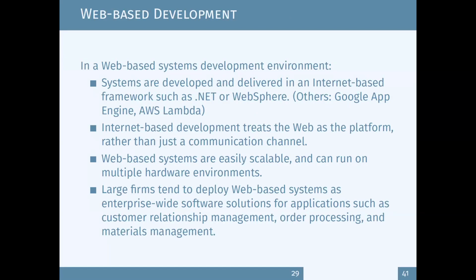And if you look at web-based development, systems are developed and delivered in internet-based frameworks. For example, Google App Engine and AWS Lambda could be examples in this regard. With internet-based development, you take the web as the platform, right? And we know that web-based systems are easily scalable. For example, initially you might have few users of your software, but when it grows, it's easily scalable in the cloud.